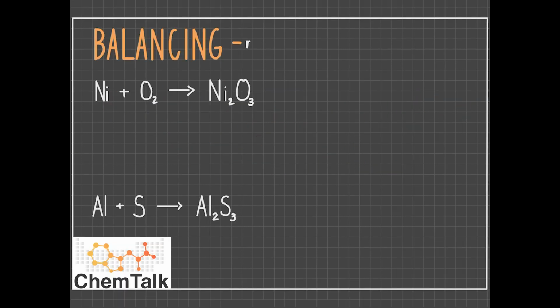Balancing a chemical equation is making both sides of the equation have an equal amount of atoms for every element. So let's look at this equation as an example. Nickel plus O2 makes Ni2O3.